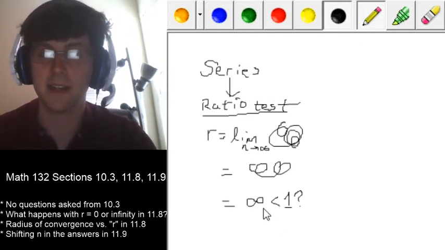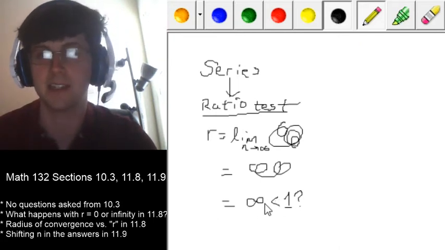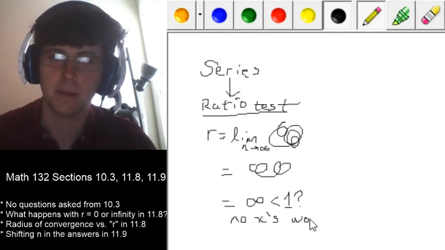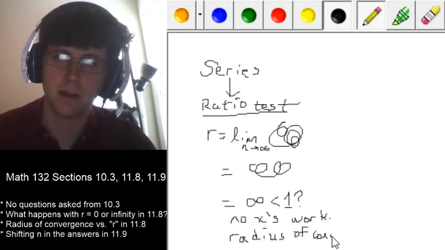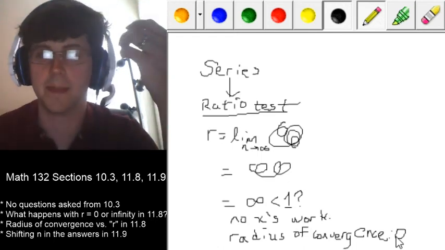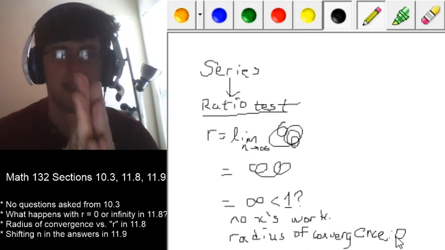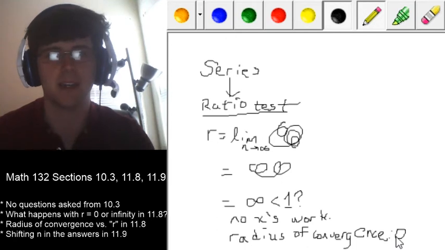If there's a number, then this comes out either true, which means every x works, or in this case, false, which means no x's work. So the radius of convergence is 0. Wow. So the radius of convergence here is 0. That means the interval of things that work is so small that nothing works at all.